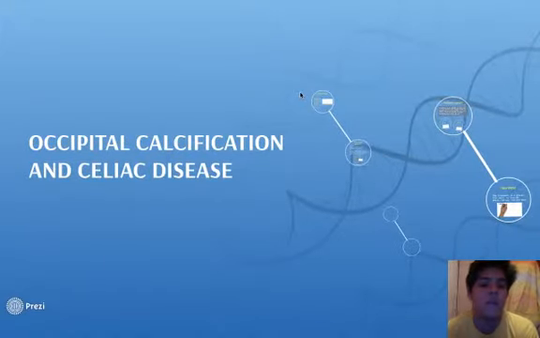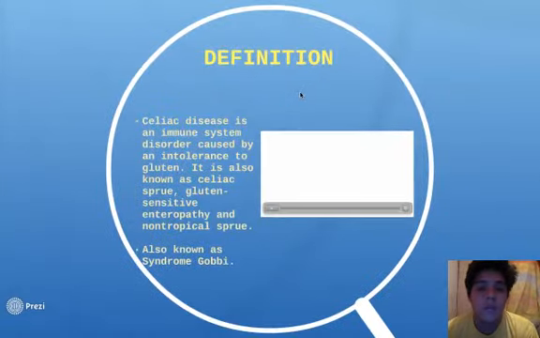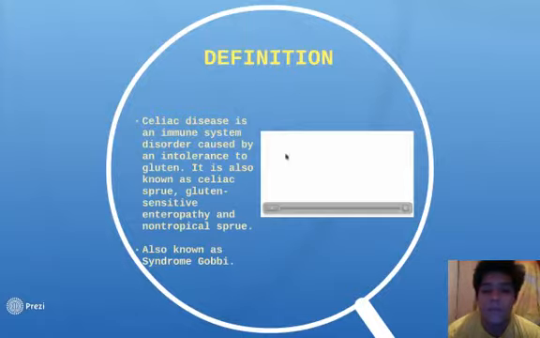Occipital calcification and celiac disease. Definition: celiac disease is an immune system disorder caused by intolerance to gluten. It is also known as celiac sprue, gluten-sensitive enteropathy, and nephropathic sprue, also known as syndromic gluten.